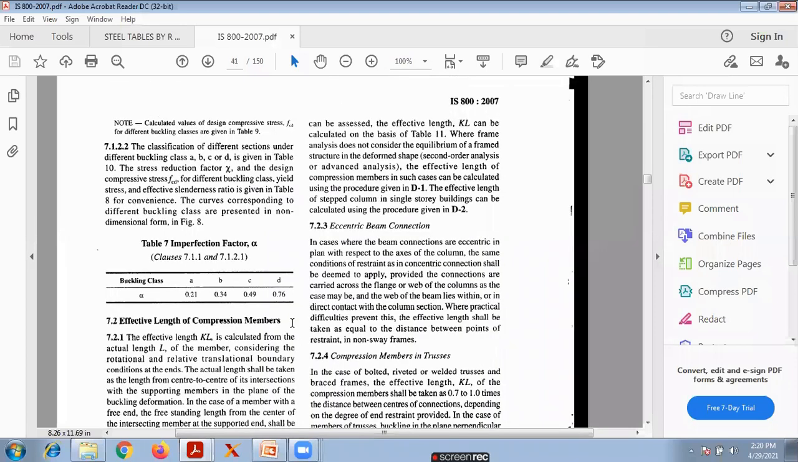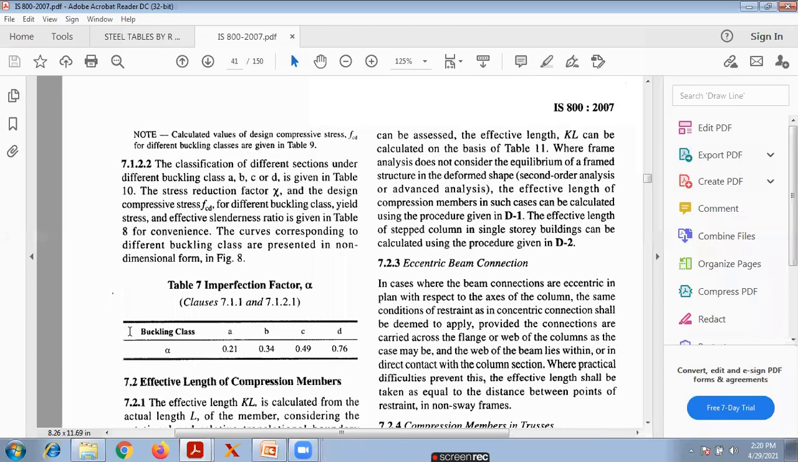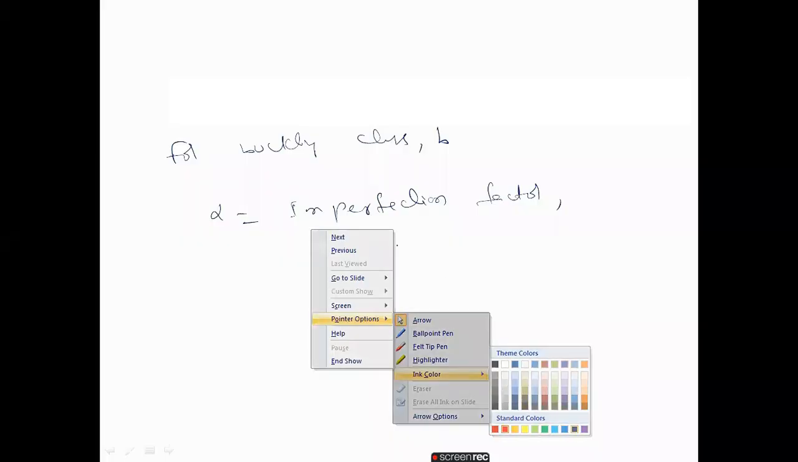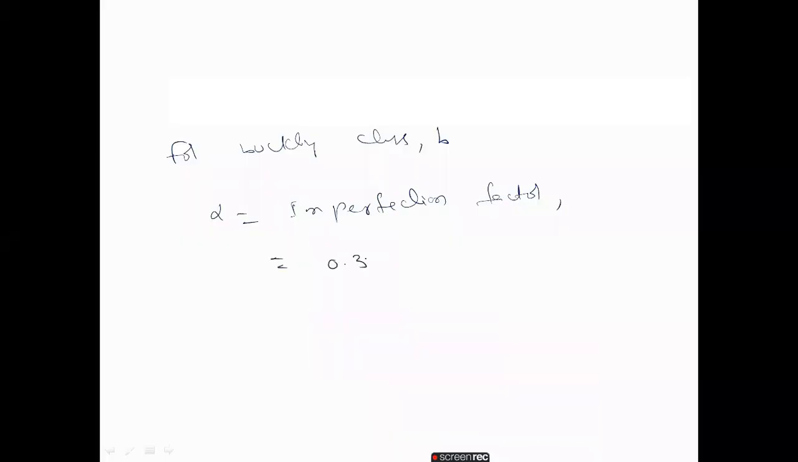In table number 7, clause 7.1.1 and also clause 7.1.2.1, the buckling class we are taking is B. So the alpha value here is 0.34. We have to take the alpha value from table number 7, the imperfection factor alpha. You will observe here this is 0.34. I will write it here. So please take the alpha value as 0.34.